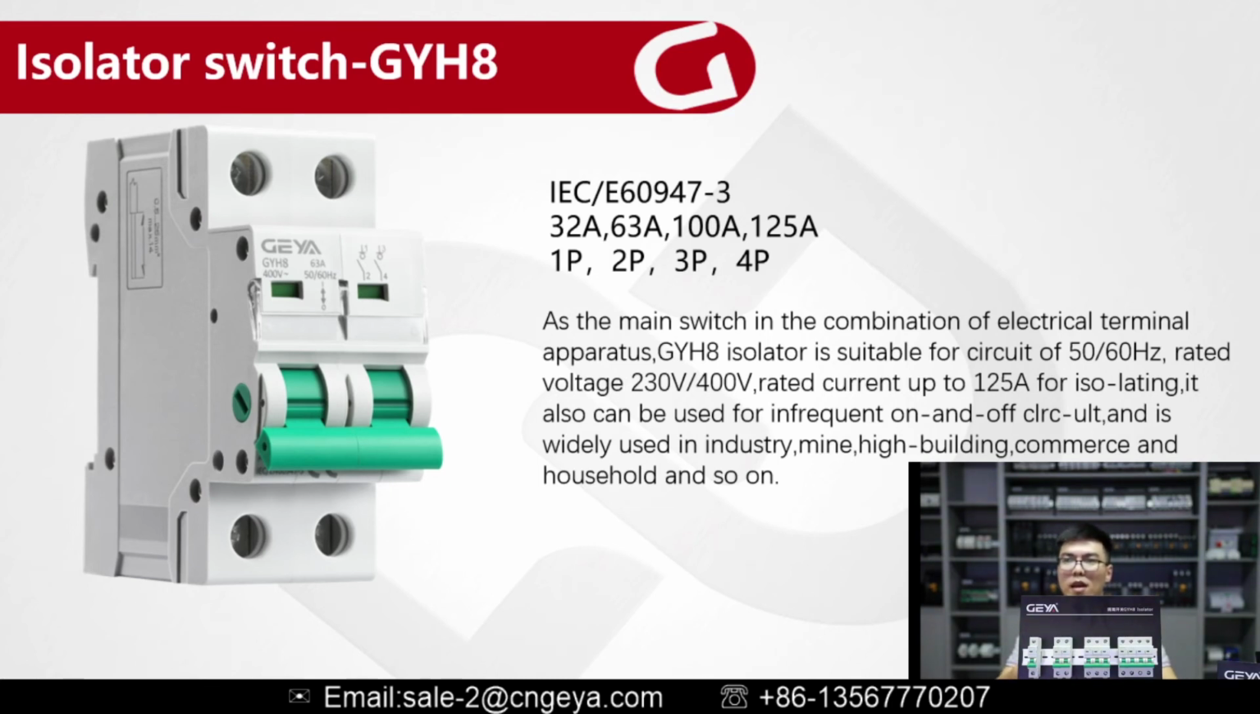Other parameters: the main switch is a combination of electric to terminal approach. GYH8 isolator is suitable for circuits of 50 and 60 Hz, rated voltage 230 volts and 400 volts. So it is the same parameter as the MCB. Only the rated current can reach 125 amperes.